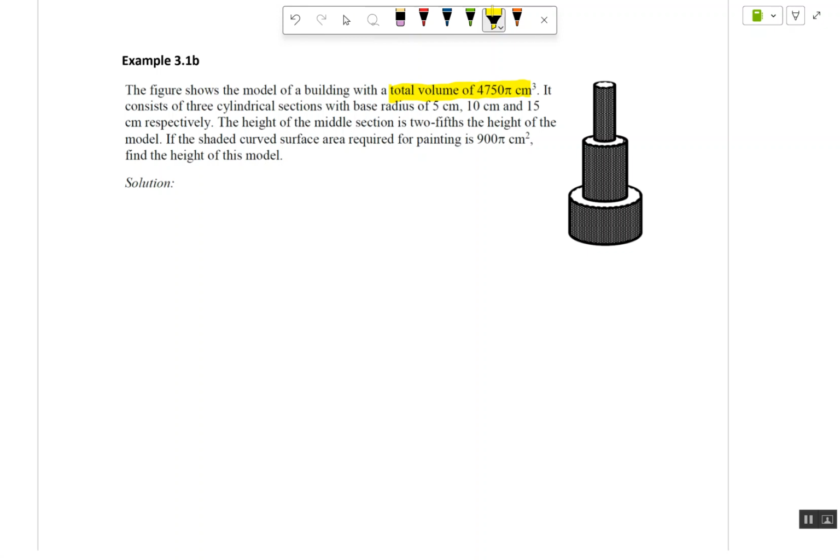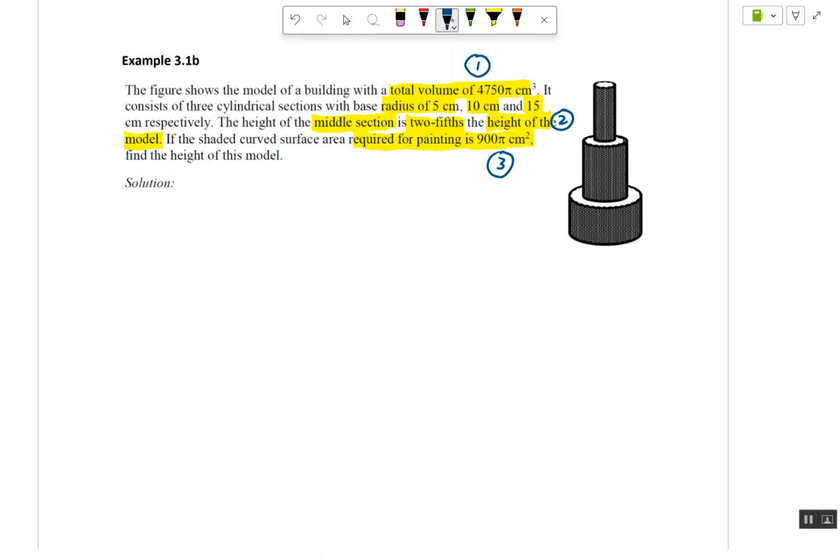The radii of the cylinders are 5, 10 and 15 respectively. So I've already told you the first piece of information, that the total volume is this. You can finish reading the question first. The height of the middle section is 2/5 of the height of the whole model. So this is the second piece of information that they are trying to tell you. And the last part is the shaded region: the paint required for painting is 900 pi cm squared. That's the third piece of information.